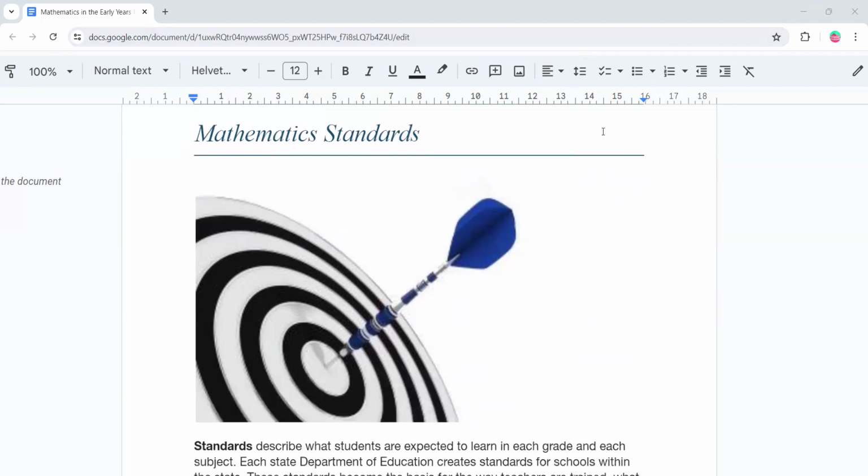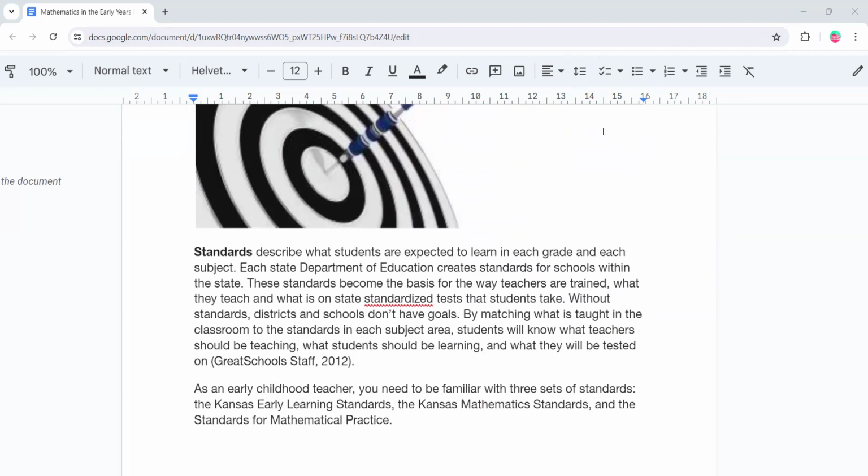We'll get started. Mathematics standards. So what is a standard? A standard describes what students are expected to learn in each grade and each subject. Easy. Each state Department of Education creates standards for schools within the state. These standards become the basis for the way teachers are trained, what they teach, and what is on state standardized tests that the students take.